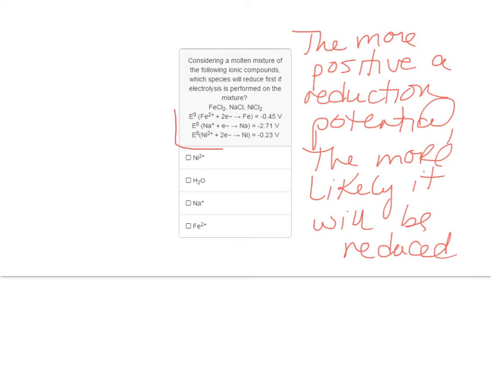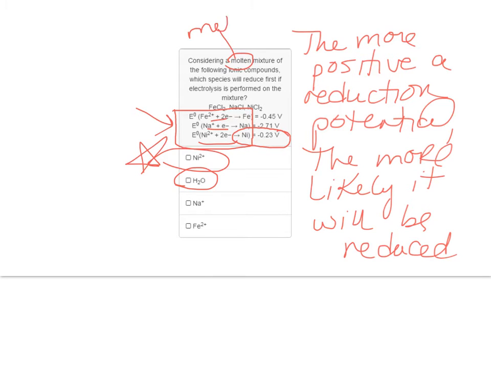First, make sure that they are written as reductions, just in case there's a trick question, which I will never deliberately do, but no claims for the final. So they all are written as reductions, which any standard reduction table should do. And so I'm looking for the most positive value, which is the reduction of the nickel cation. So that is the correct answer. Don't get distracted by water. It doesn't say aqueous, it says molten. That means no water, that simply means melted. So don't even bother to look the water value up.